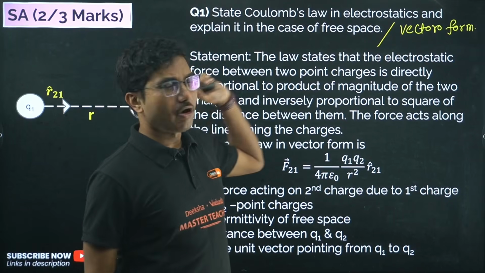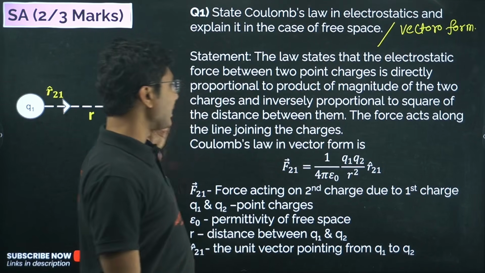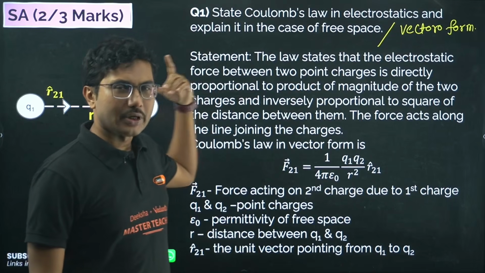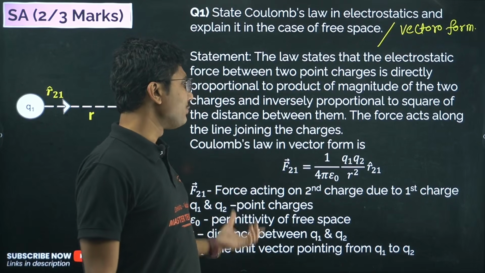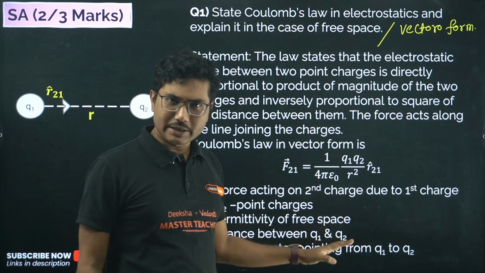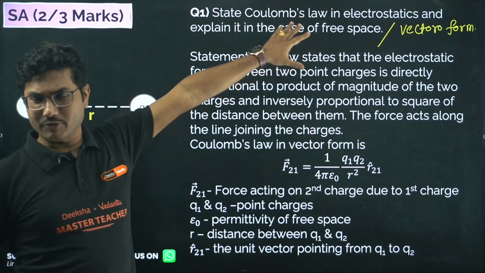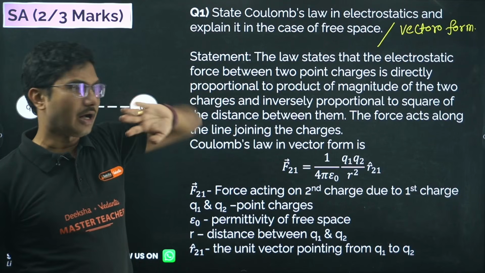Now if they ask you only to explain in terms of charges kept in space, then you have to mention: let us consider 2 charges Q1, Q2 kept in space, then the force between them will be F equals 1 by 4 pi epsilon naught Q1 Q2 by R square. You don't need to give the vector form to explain the case for free space. You don't need to add the vector form.